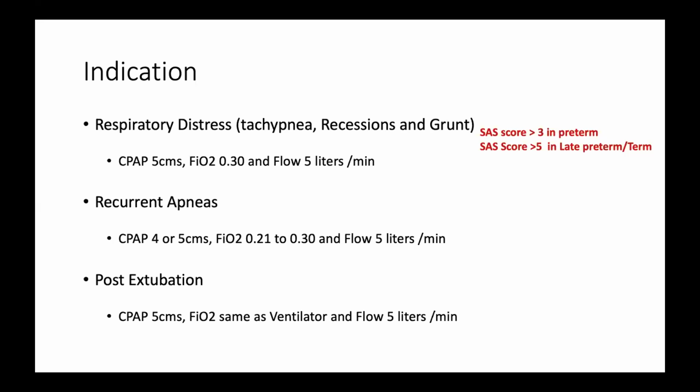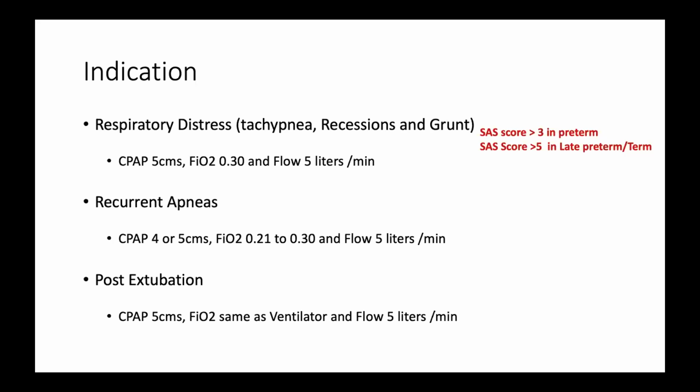For post-extubation, that is, if the baby is removed from the ventilator and you want to support on CPAP, we start with a CPAP of 5 centimeters, and you use the same FiO2 which you used to extubate the baby. Suppose a baby is extubated at 25% FiO2, we start with 25%, and if the baby is extubated at 30%, you start with 30% FiO2, but the flow rate is the same.